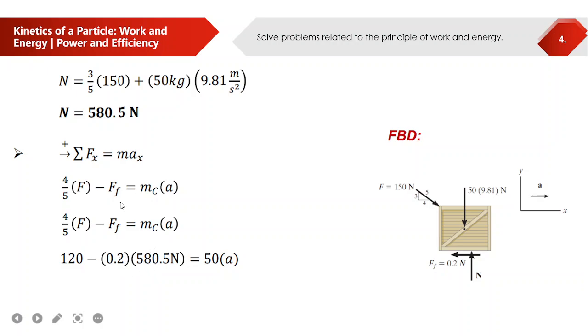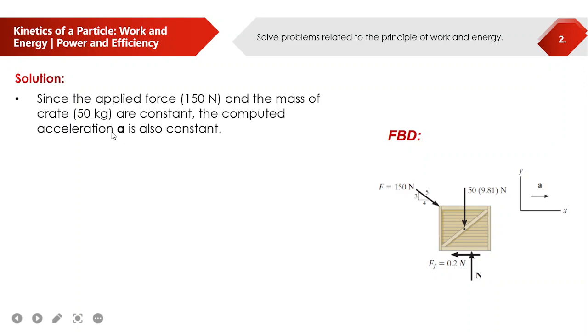Times the normal, kasi yun yung pagkuha ng friction force natin. That's your mu sub k times N. Okay? That will be 0.2 times 580.5. Then na-compute natin dito, which is your normal force is equals to 50 times acceleration. So your acceleration now of the crate is equals to 0.078 meters per second squared.